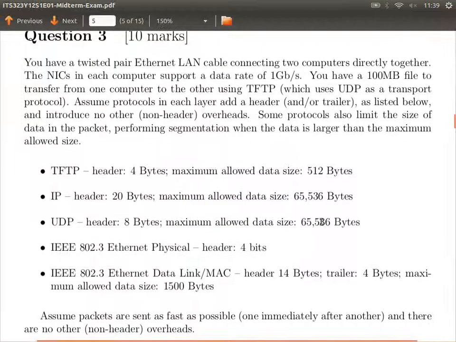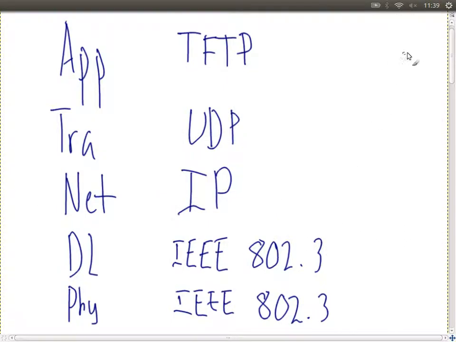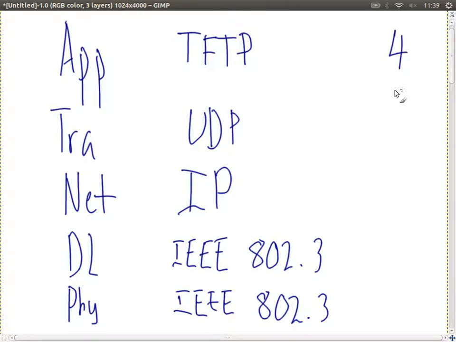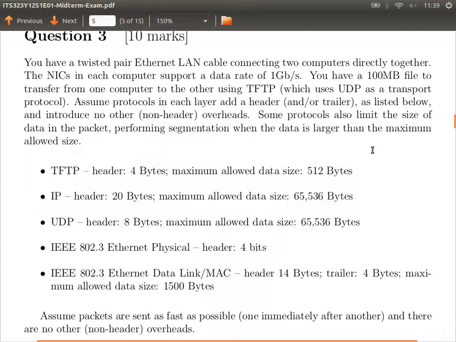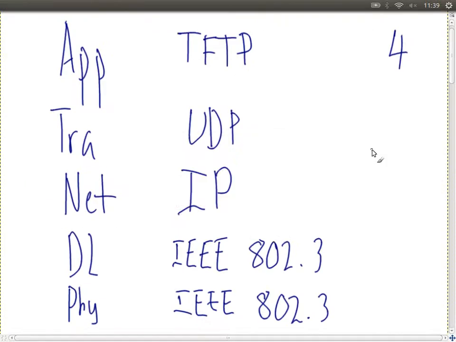So TFTP adds 4 bytes. Let's write it here. I'll just write, these are the number of bytes added in terms of header to every packet sent. UDP adds 8 bytes, IP 20 bytes.